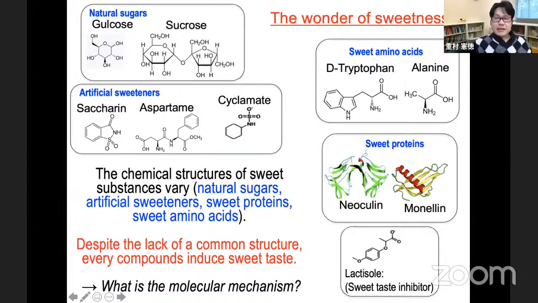Regarding sweet taste sensitivity, there is one big question: the chemical structures of sweet substances vary greatly. For example, natural sugars like glucose, artificial sweeteners like saccharin, aspartame, and cyclamate, and sweet proteins, neoculin and monellin, are very big molecules. And sweet amino acids are very tiny molecules. Despite the lack of a common structure, every compound induces sweet taste. What is the molecular mechanism?